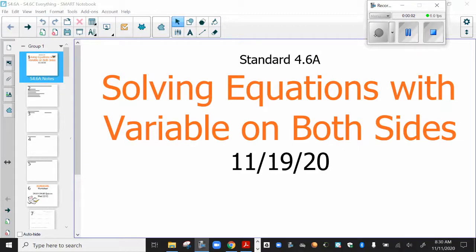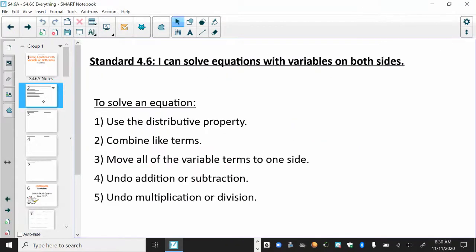Hello, standard 4.6A. Solving equations with variables on both sides. Alright, so standard 4.6. I can solve equations with variables on both sides. We're going to take what we learned last time and keep adding to it.